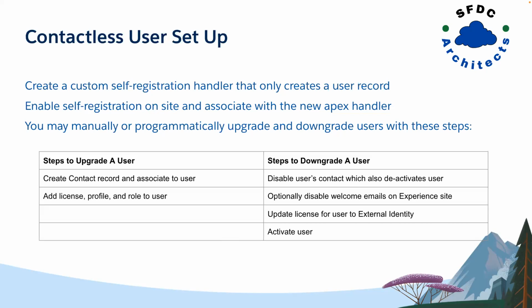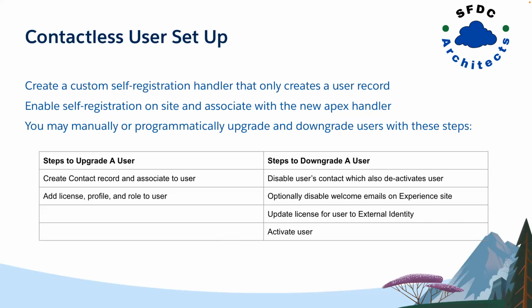Once you have done that, you can either manually or programmatically upgrade and downgrade users. So you can do it via Apex, or you can do it via the UI if you're going to be handling one user at a time. It can also handle bulk users. So if you're uploading users en masse, it can both upgrade and downgrade them through the bulk process.